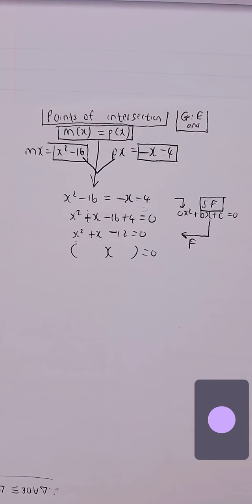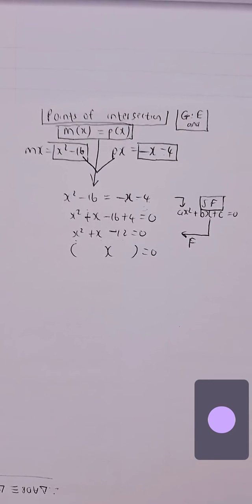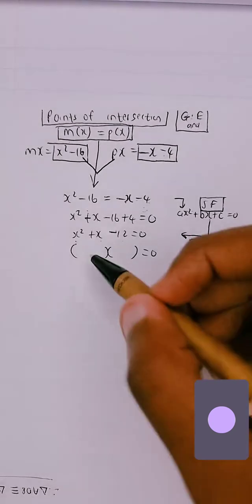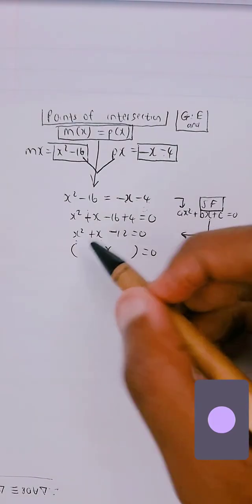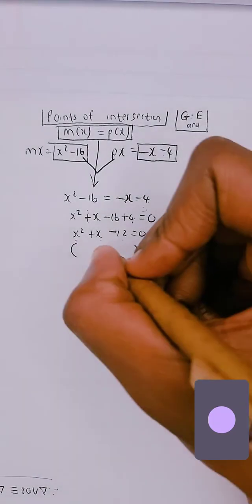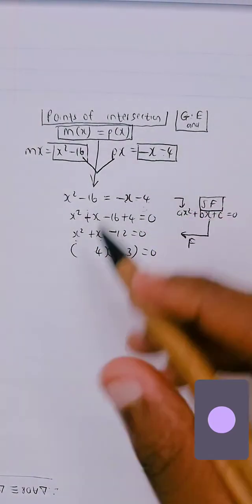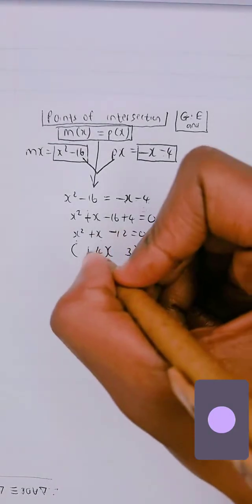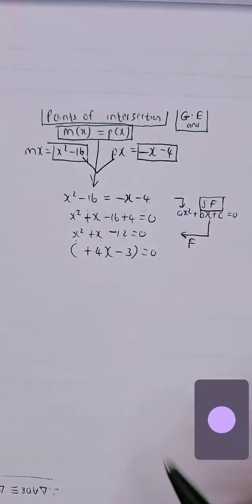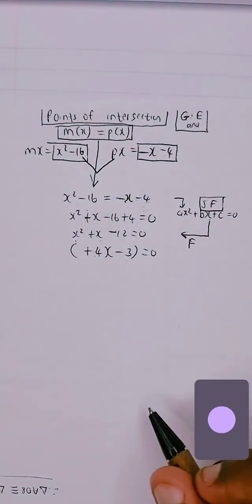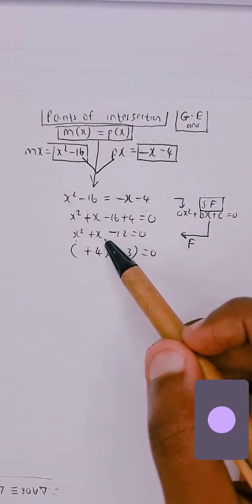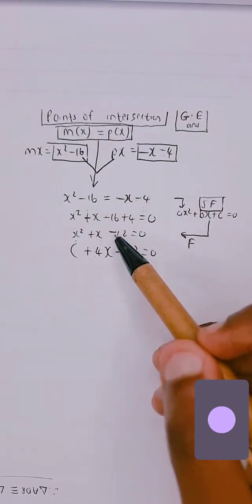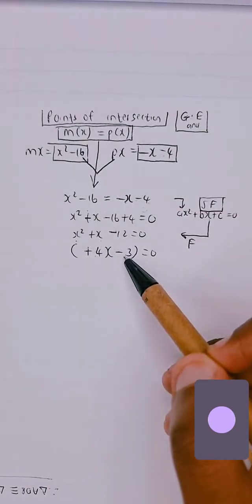4 and 3. How is the sign of 4? And how is the sign of 3? 4 minus 3. So it's 4 and minus 3. Okay, very good. Because the negative constant means different signs inside the bracket.